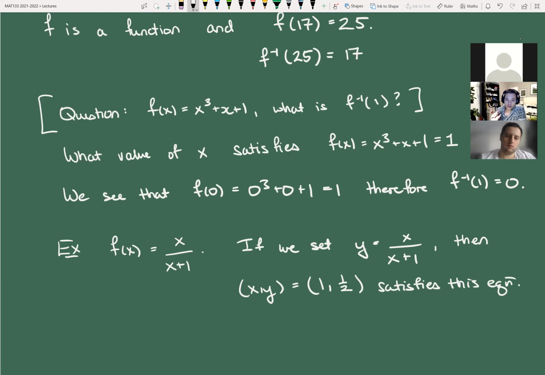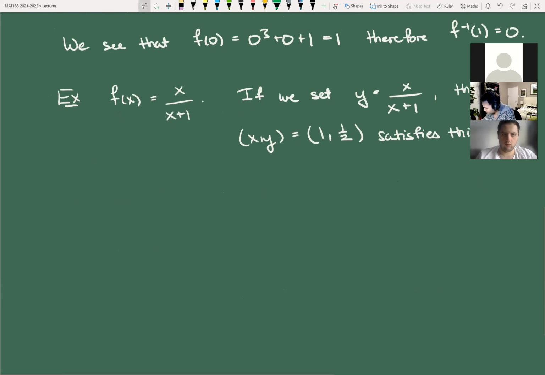Now, the issue of switching x and y. Some people say, well, how do you solve for the inverse? Well, you switch x and y and solve for y. Let's do that and see what we get. Okay, so this is the switch of x and y and solve for y.